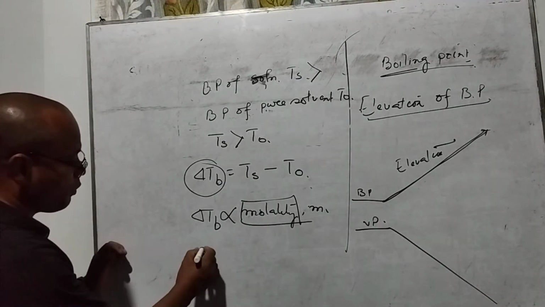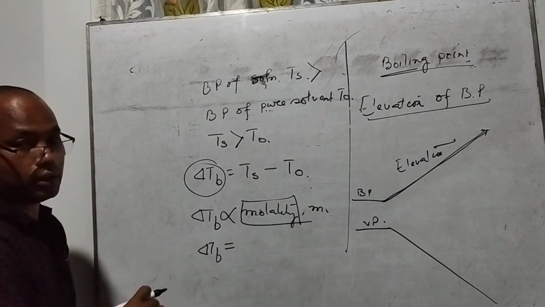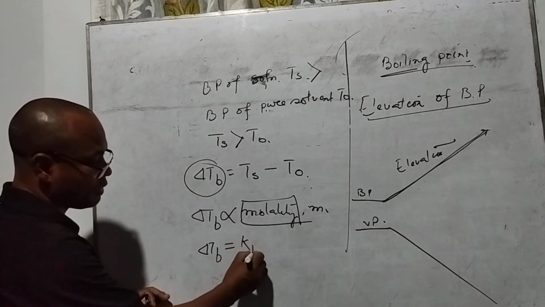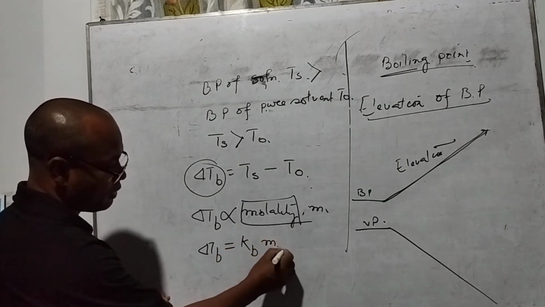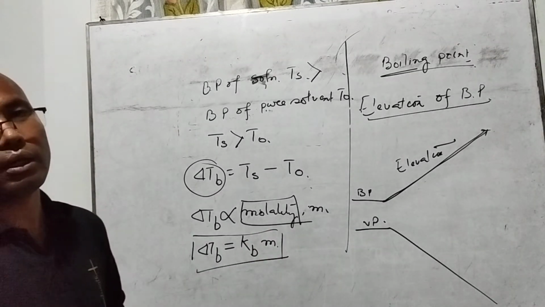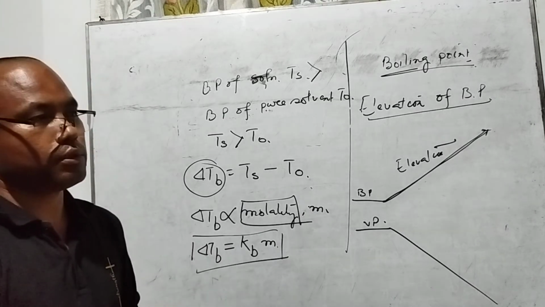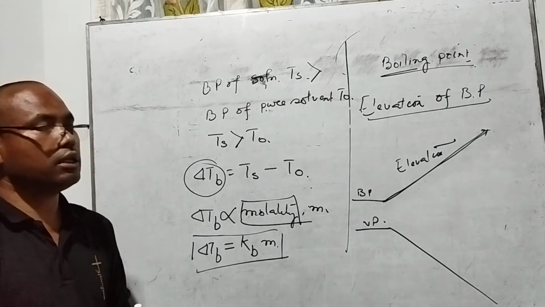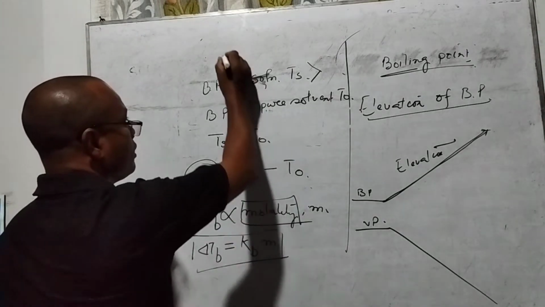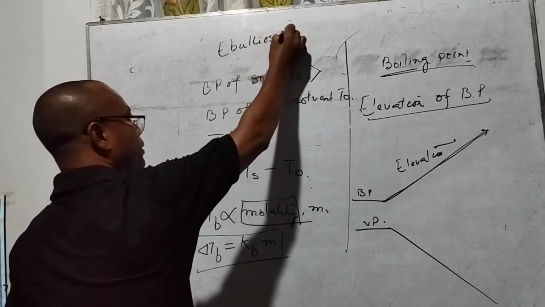Now when we convert this into a mathematical equation, I remove the proportionality sign and write the constant. This is Kb. What is the Kb here? This is the molal elevation constant, also called the ebullioscopic constant, right? I write the spelling here: ebullioscopic constant.